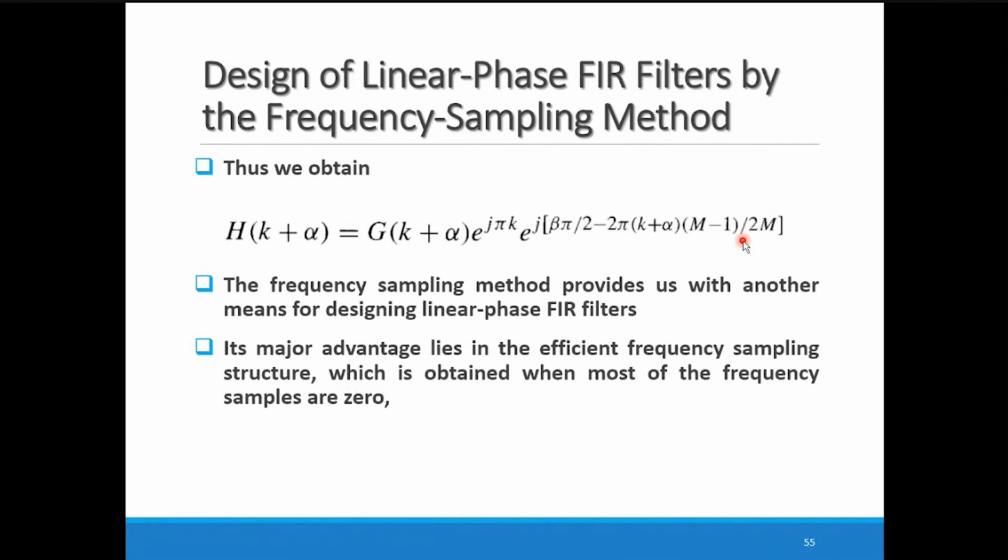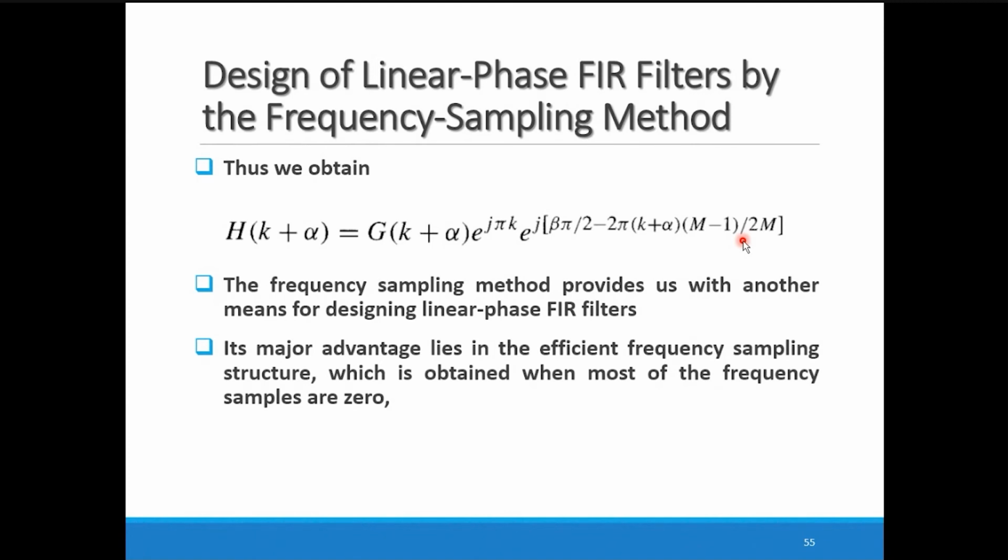Its major advantage lies in the efficient frequency sampling structure, which is obtained when most of the frequency samples are 0. So the advantage is when you need to find the values of only a few samples and the remaining samples are 0, then this method will be more advantageous. So if we are interested in calculating only a few samples, then we can apply the frequency sampling method.